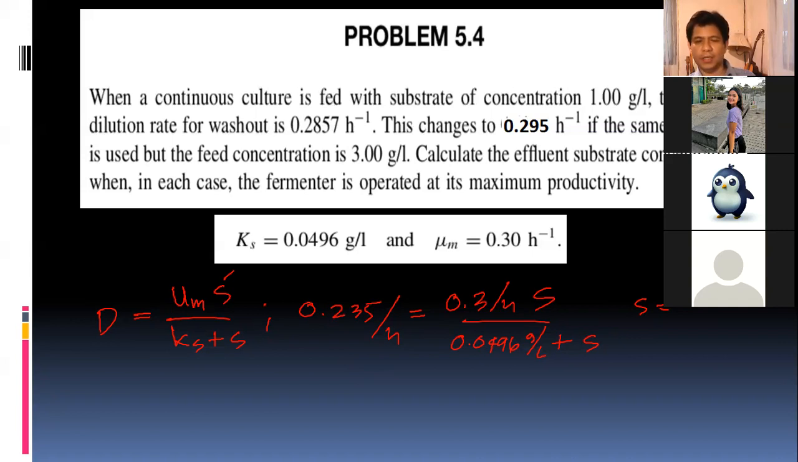So what do you got? What's the final concentration of the substrate? Yes, very good, Rosel. 0.179. I also got 0.179.